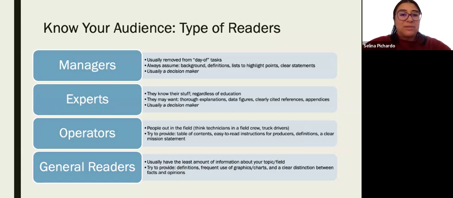They want data placed in tables or figures. They want to know your sources, and they will probably want a list of supporting info, like an appendix.